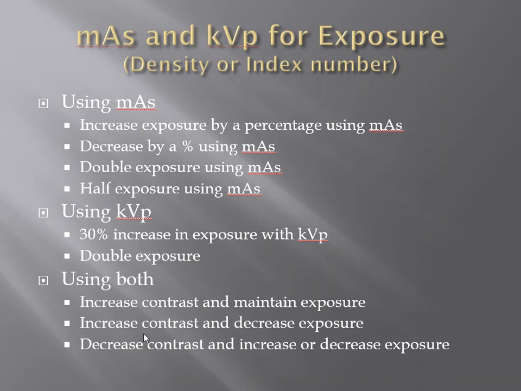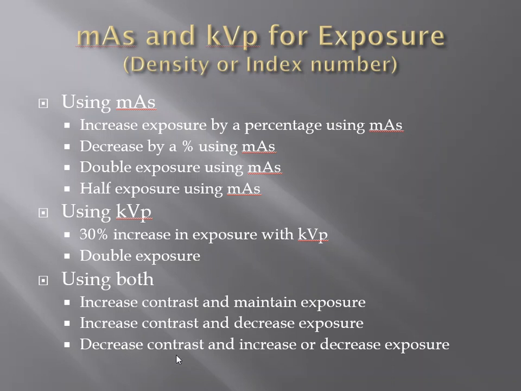If I need to increase contrast and decrease exposure, again, whenever we change our KVP, we're going to get a change in exposure as well. So if I need to increase contrast, we go to lower KVP. That gives us an increase in contrast. Well, what we looked at before is if we increase KVP and we don't do anything with mass, that increases exposure. So if we increase contrast and decrease exposure, then we're going to decrease KVP and we're going to leave mass completely alone.